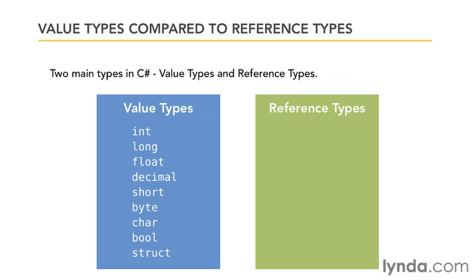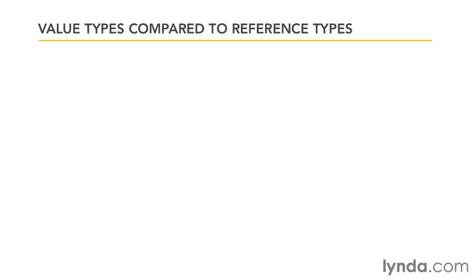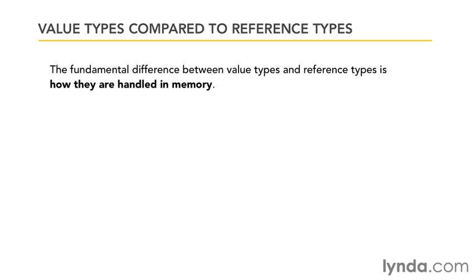And there's also a thing called struct, which we haven't covered yet, but we will cover later on in the course. Anyway, those are the value types. Reference types are classes, arrays, and a couple of things called delegates and interfaces, which again, we haven't yet covered, but we will cover later. So why is there this difference and what's so important about it? The main difference between value types and reference types is how they are handled in memory. And the best way to learn this is to see an example.